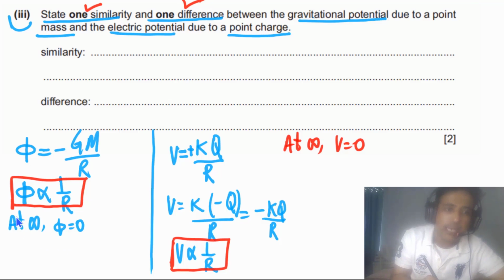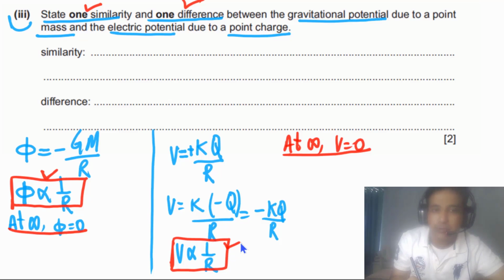So we can see at infinity, both of them are 0. So this is one similar point. Both of them are inversely proportional to distance, so this is also a similarity. But gravitational potential is always negative because gravity is an attractive force, but electric potential can be positive or negative depending on the sign of the charge.